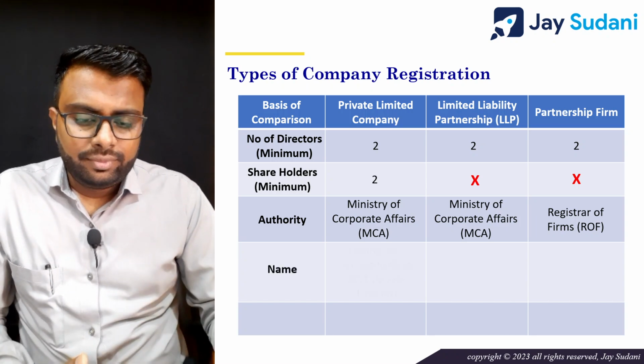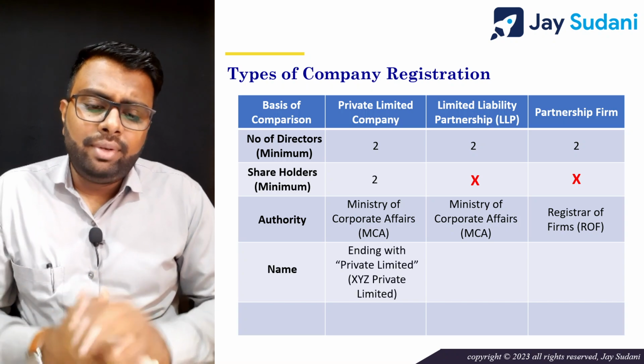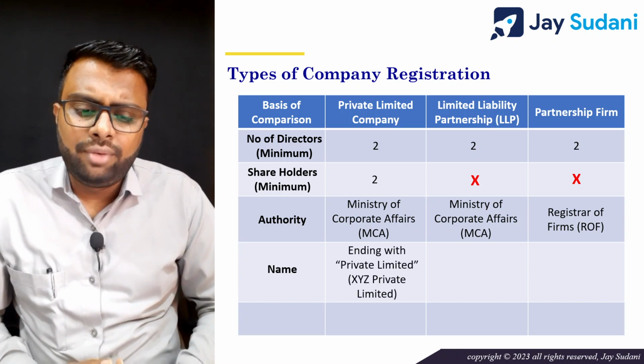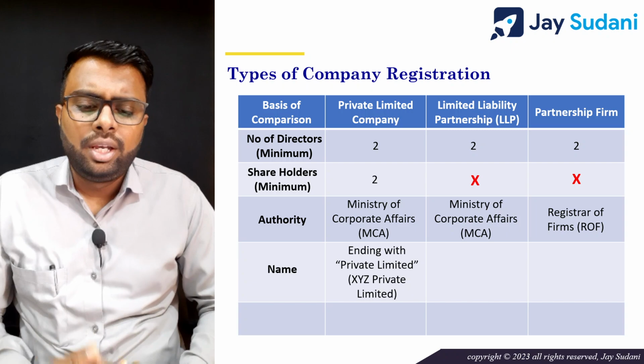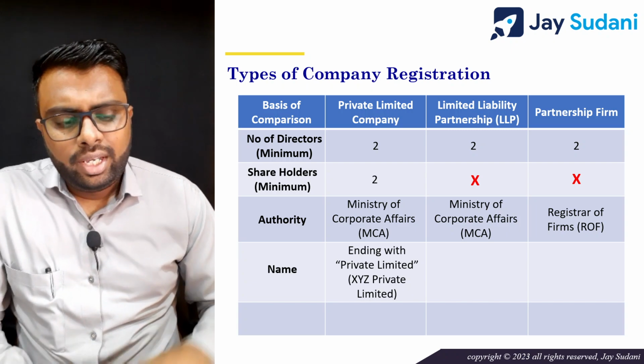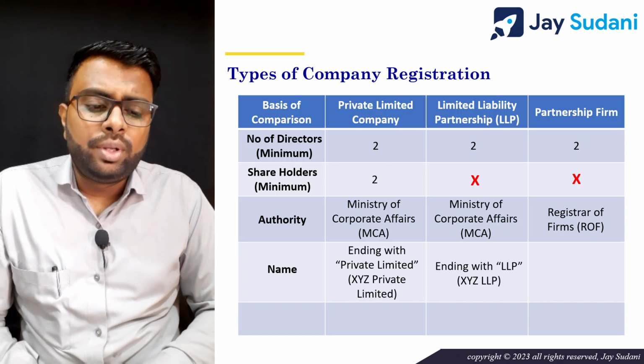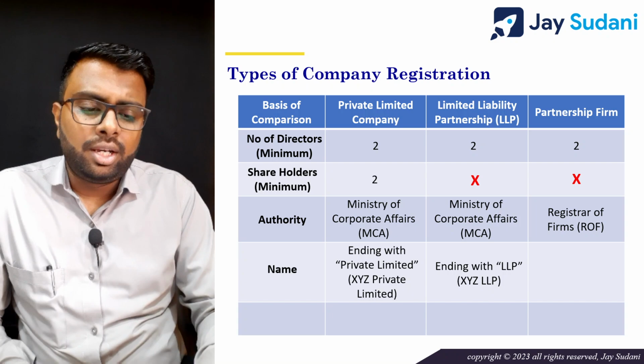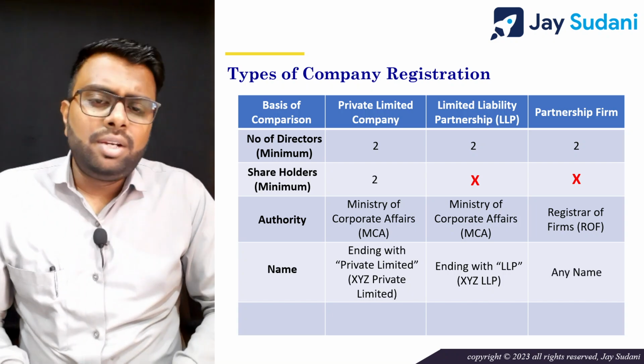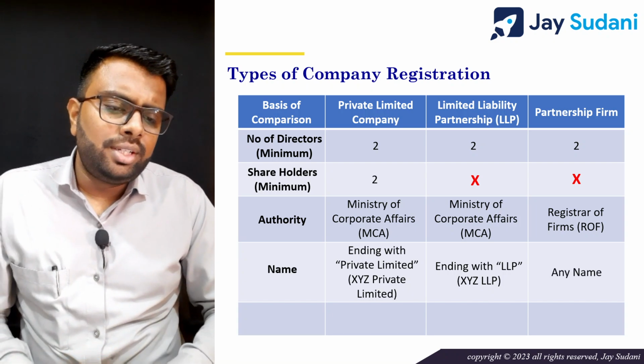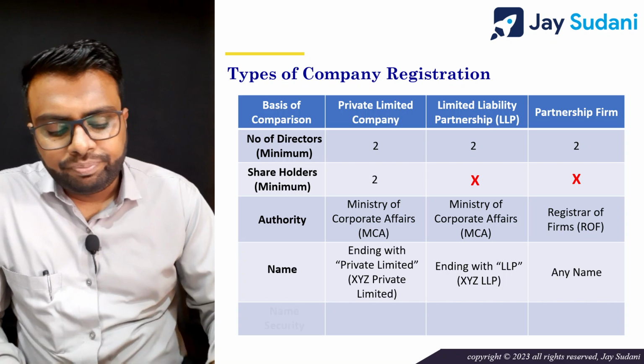Name. In a private limited company, your name will end with Private Limited. So let's say if your name is XYZ, you can name it XYZ Private Limited. In case of LLP, you will also have an ending with LLP. So XYZ LLP is the name. And in partnership firm, there is no such ending. So you can just have any name for a firm.